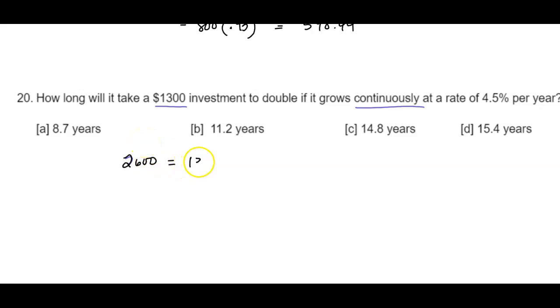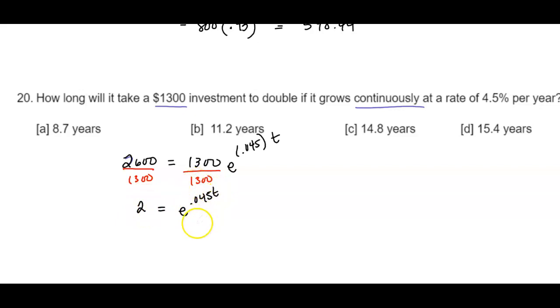When we invest an initial amount of 1,300 and we're multiplying that by e to the RT, our rate is 0.045, and we're solving for t. We're trying to figure out how long it is going to take for this to happen. Now we're going to divide by 1,300 first. The interesting thing about these questions where you're talking about doubling, tripling, whatever, is it really doesn't matter what the money is. In this case, we're doubling, and when we take 2,600 divided by 1,300, that gives me 2 equals e to the 0.045t.